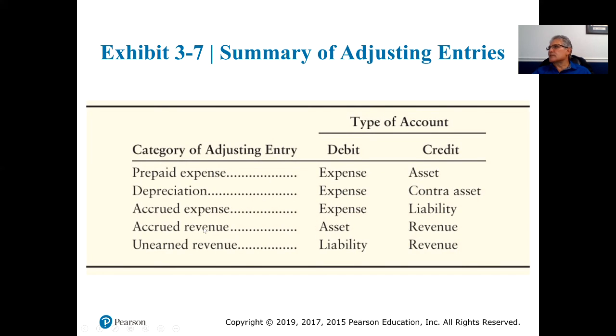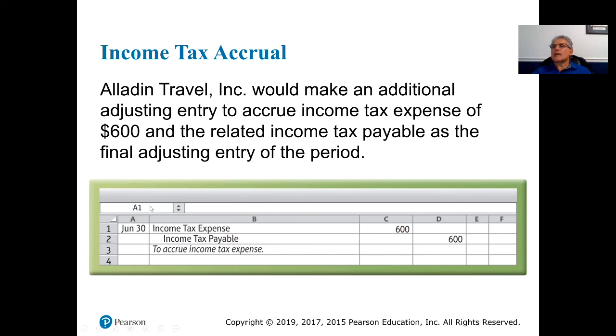You can refer to that and study it. By the way, there's another entry that we can make here. An income tax accrual. At the end of the period when we finish, let's say, for example, as of June 30th, if Aladdin Travel is actually making money, then it incurs a liability for income taxes. It's going to owe some, and the appropriate thing to do is to recognize the expense and the liability associated with income tax in the period in which it's incurred.